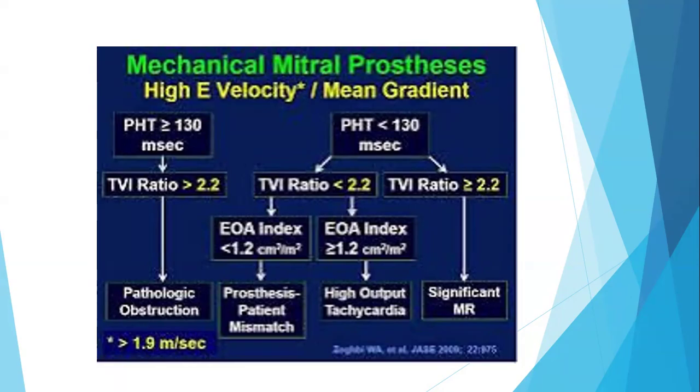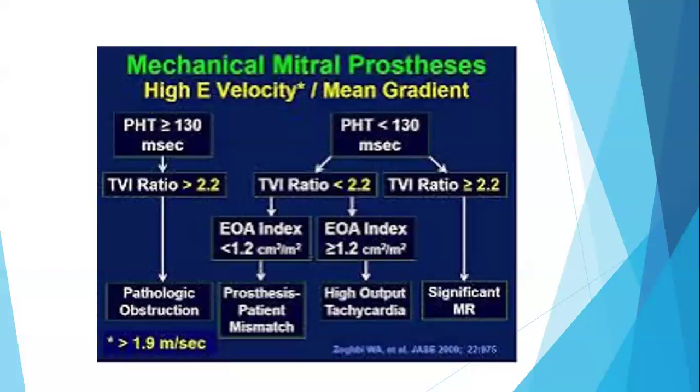So as we were saying, the pressure half time was less than 130 milliseconds, which is also caused by the pathology seen related to the aortic stenosis. As we measured, the pressure gradient was 48 millimeters mercury as a mean. Eventually, you do the TVI ratio, which is expected to be less than 2.2.